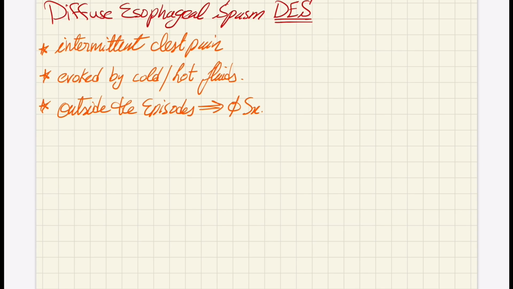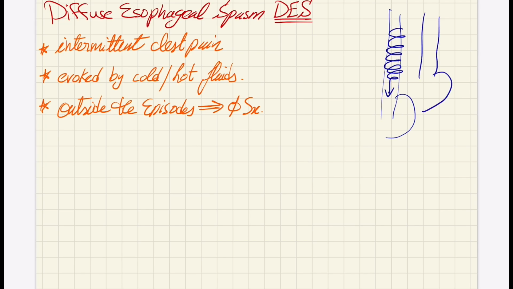Now, this spasm happens in a chaotic way. Usually, the normal movement of the esophagus happens in a harmonic way, allowing the food to go into the stomach. In DES, it happens chaotically and all over. This is why it causes the chest pain. To note, if the patient has a history of cardiac risk factors, then do an EKG to rule out any acute coronary syndrome.